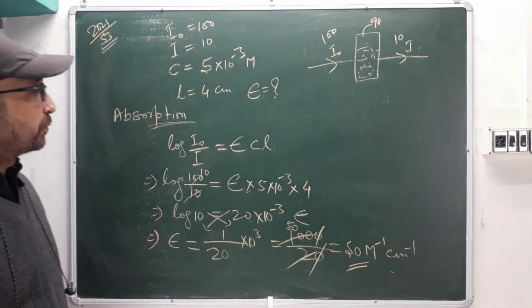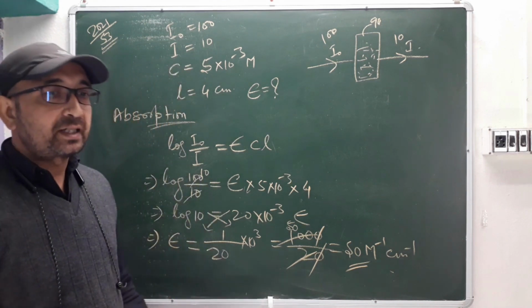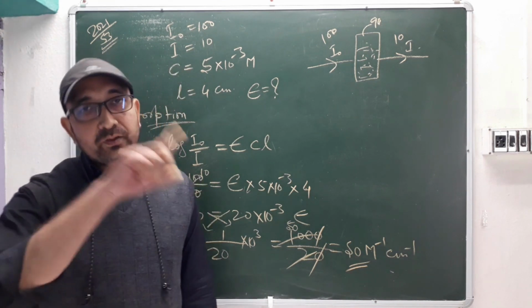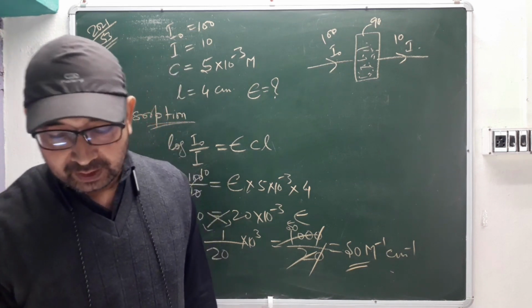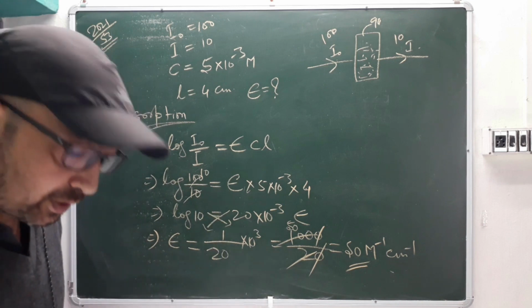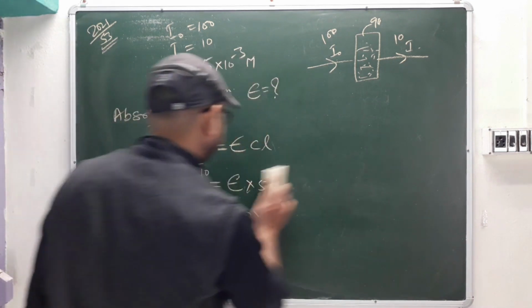Correct? So based on Beer-Lambert's law, one problem they asked in 2021. In 2023 again you will get one problem based on Beer-Lambert's law. You see that, okay? It definitely you will get it. So moving to the next question, we'll see.